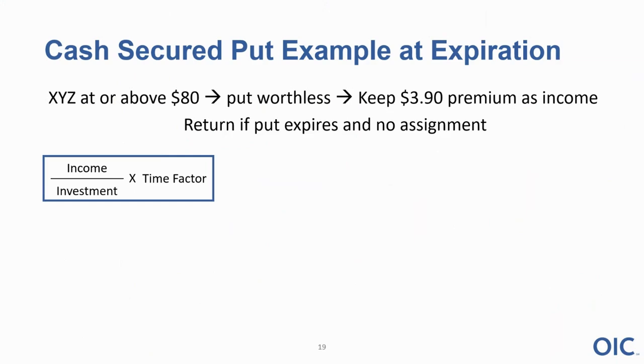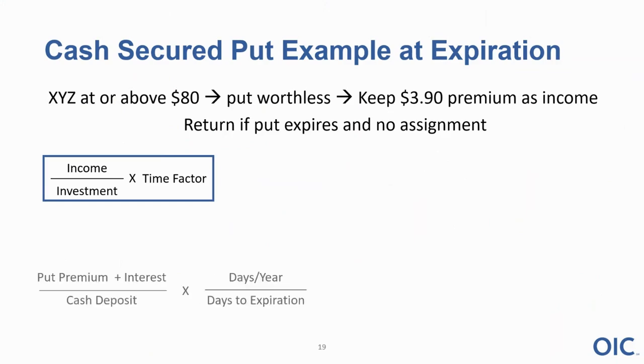We often get calls from investors, emails, chats, et cetera, asking how to calculate ROI, how to calculate return on investment. And here's a formula that you can use. Your income divided by the investment that you initially outlay, multiplied by your time factor. With this particular trade, the income would simply be our put premium plus any interest collected. Typically in this market, it's going to be relatively zero, over our cash deposit, and that's going to be multiplied by our time factor, our days or number of years, and then the days to expiration as well.